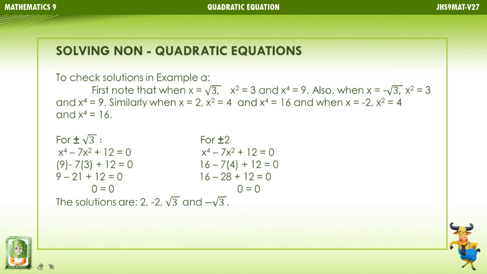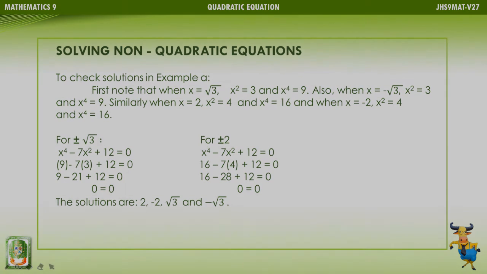For ±√3, x⁴ − 7x² + 12 = 0. 9 − 7(3) + 12 = 0. 9 − 21 + 12 = 0. 0 = 0. For ±2, x⁴ − 7x² + 12 = 0. 16 − 7(4) + 12 = 0. 16 − 28 + 12 = 0. 0 = 0. The solutions are 2, −2, √3 and −√3.